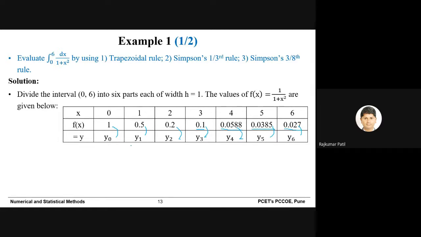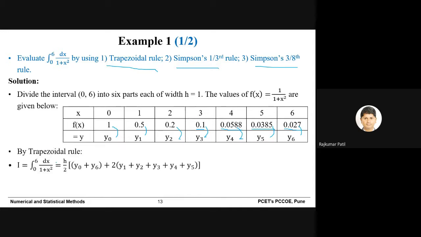And why am I writing y0, y1, y2? Because when you write the equation for either the trapezoidal rule, Simpson's rule or Simpson's 3/8 rule, you will not get confused about which value we have to put where. For example, you can see here we have a total of 7 values. This is the first value y0 and the last value is y6. So 1, 2, 3, 4, 5, 6, 7. In total we have 7 values of y.